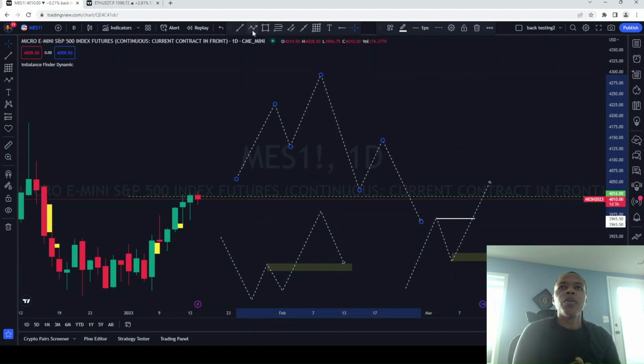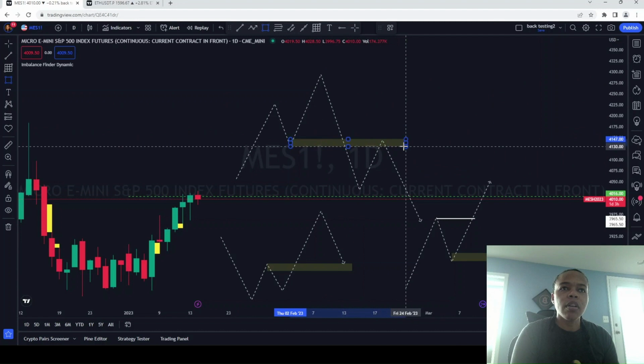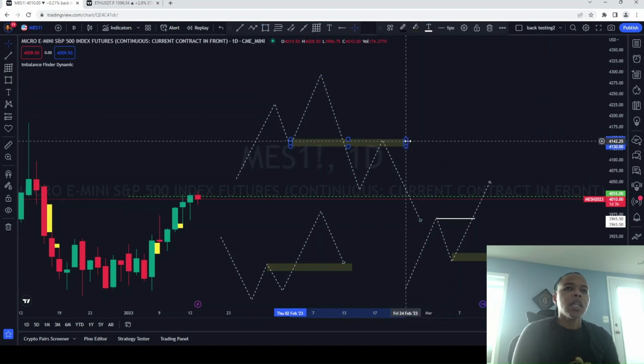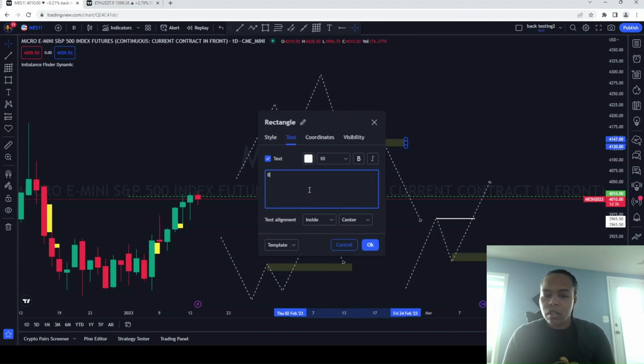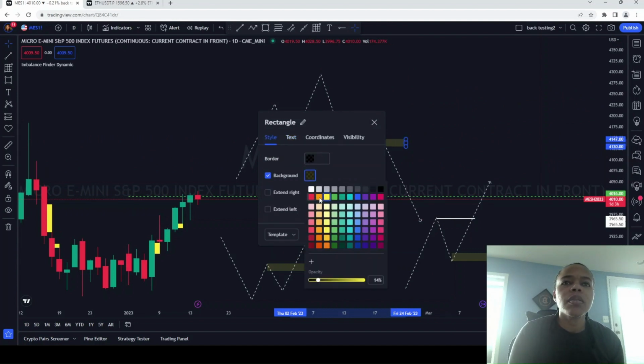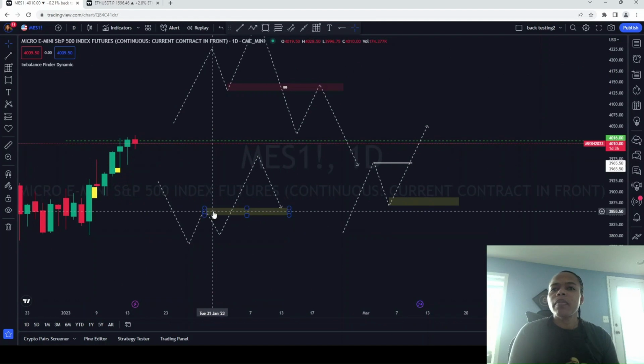Okay, so the normal expectation is that we would want to enter into a long from this area, but of course price busted right through it. So let's label those guys. It's breaker block. It's red. Okay, so that's a breaker block.